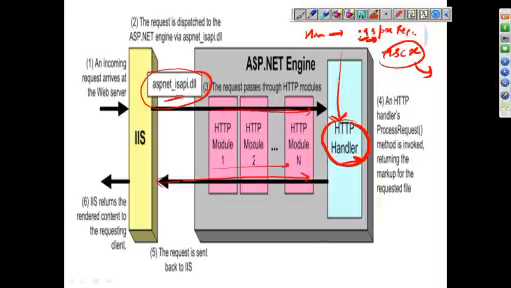So this is what is happening. Whenever an incoming request comes to the web server, this DLL will filter it. All the requests first pass through the HTTP modules, and then based on the extension it will pass to the HTTP handler. Now we can also write our custom HTTP handler.